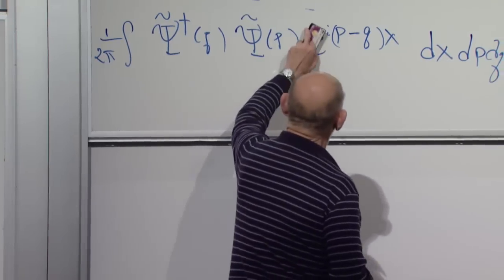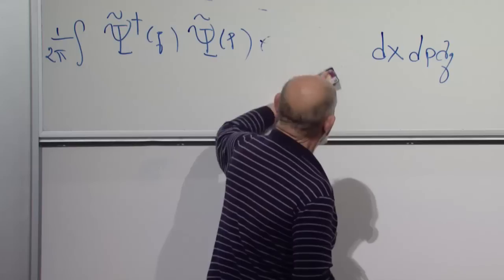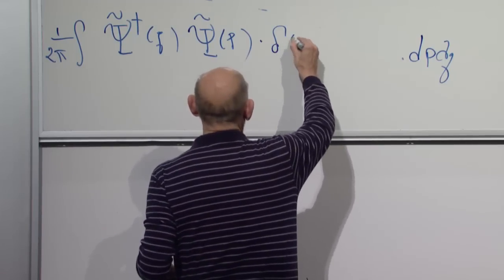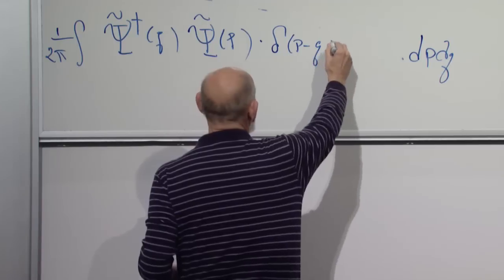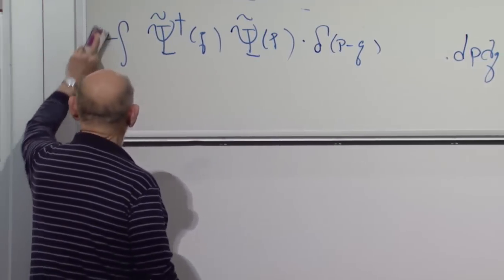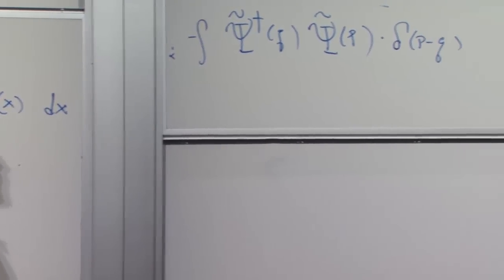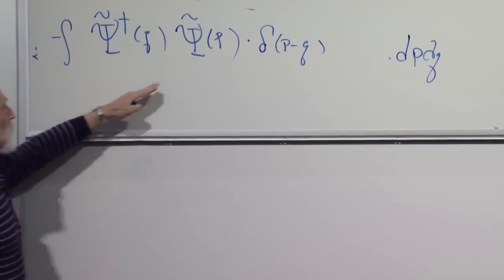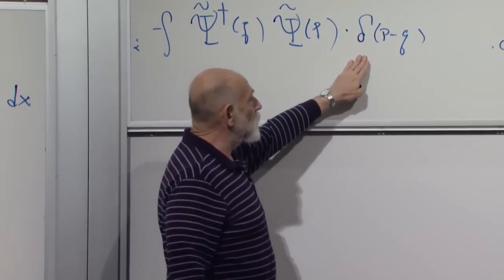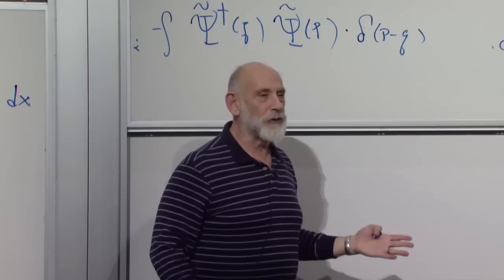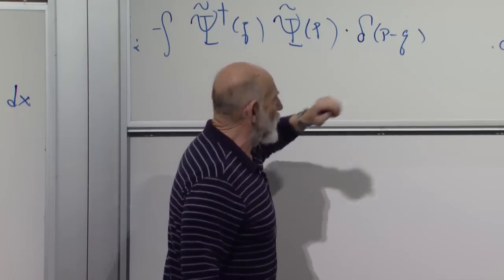So this all becomes, we can erase the e to the i p minus q, erase the integral dx, and just write that this is delta of p minus q. And we also get rid of the 1 over 2 pi. Okay, what happens if we integrate psi dagger of q times psi of p with a function which is zero unless p is equal to q?